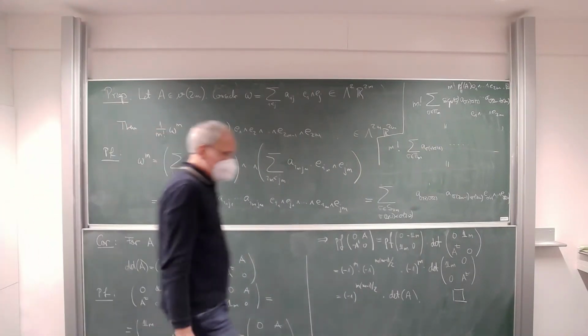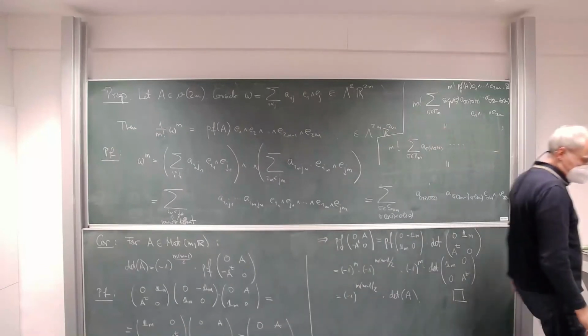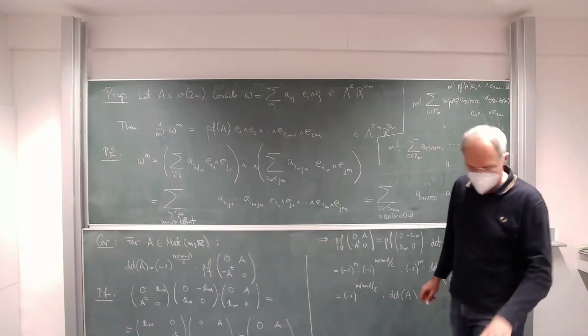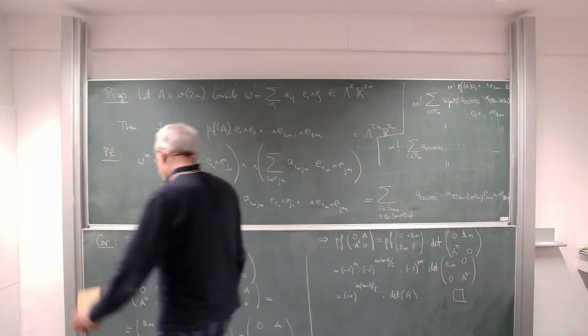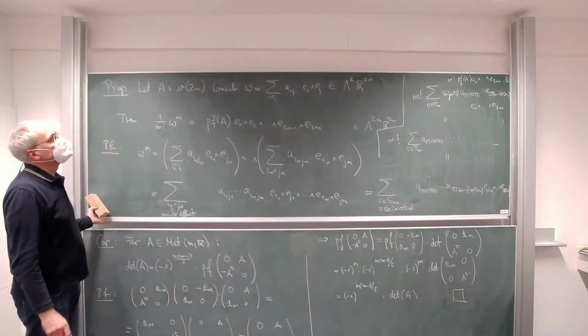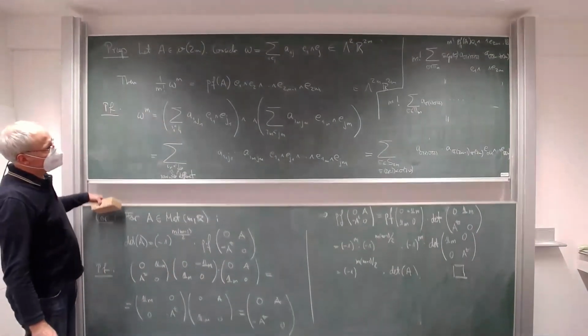Good. Now we know everything we need to know about the Pfaffian. Very good. And we can now come back to characteristic classes.